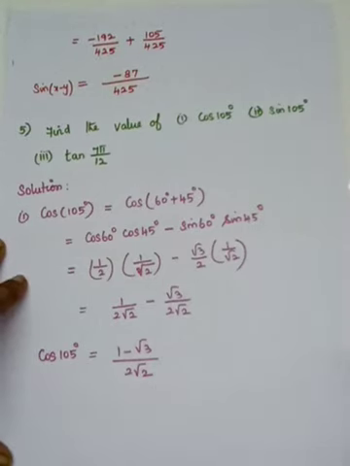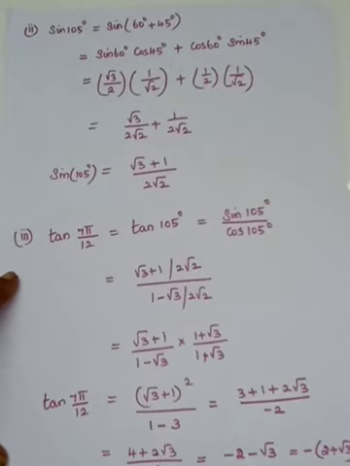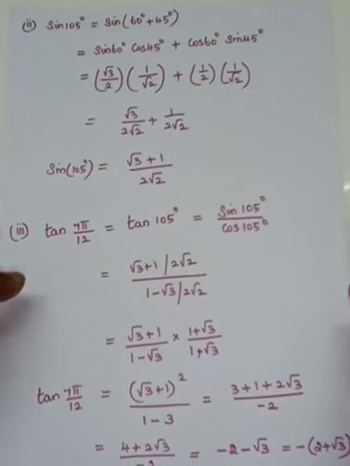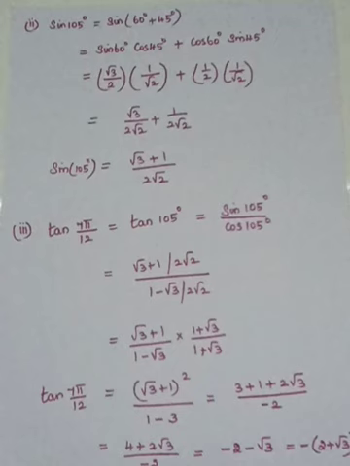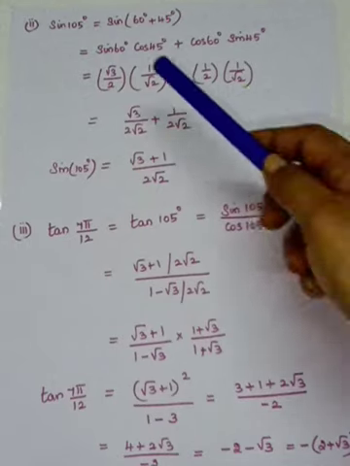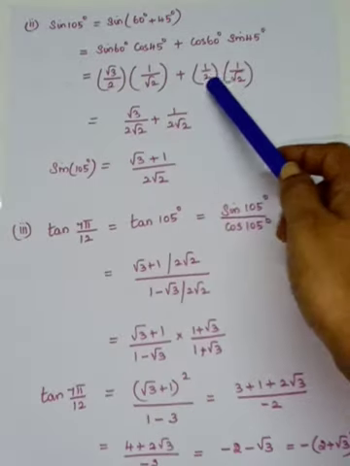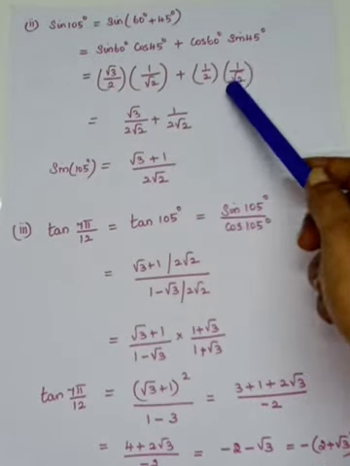In the same way, you have to find sine 105 degree. 105 degree can be split as 60 degree plus 45 degree. Again it is in the form of sine alpha plus beta. So you have to use the identity sine alpha cos beta plus cos alpha sine beta. So in the place of alpha substitute 60 degree, and in the place of beta substitute 45 degree.